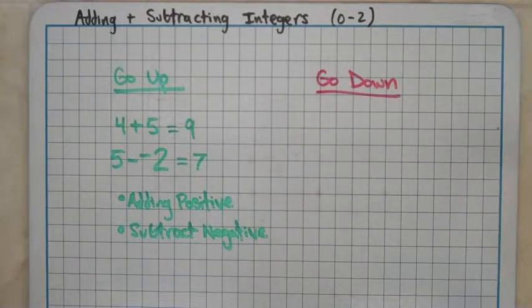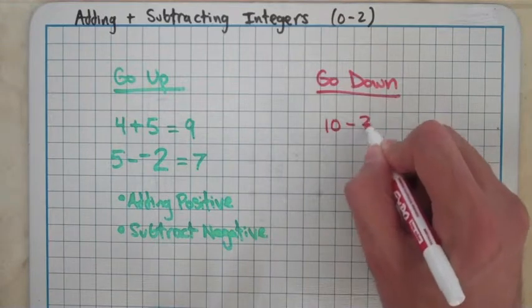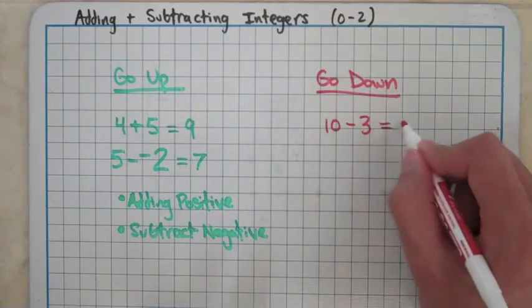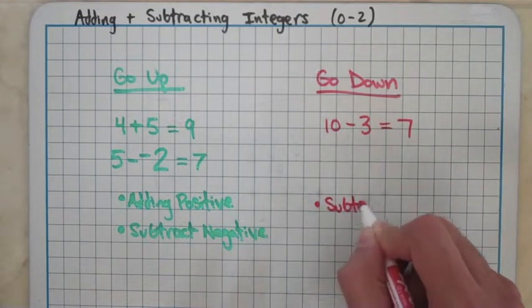On the other side of things, there are two ways that your answer can go down. First, the one that jumps to everybody's mind right away: 10 minus 3. We're at 10, we're going down 3. We have 7 left over. So if you subtract a positive, your answer will go down.